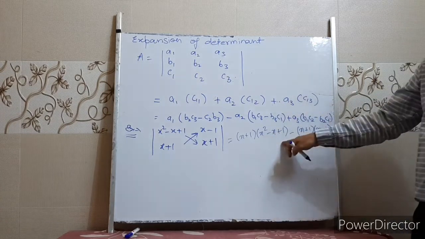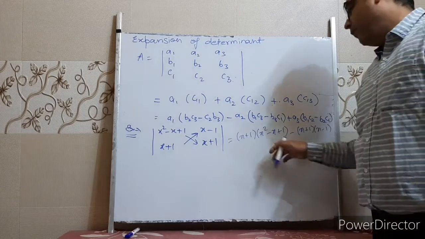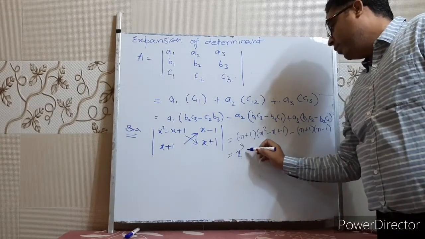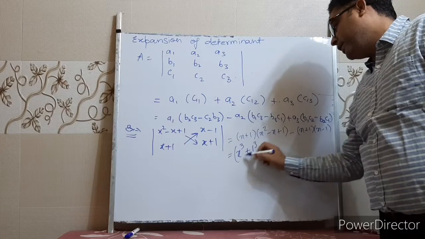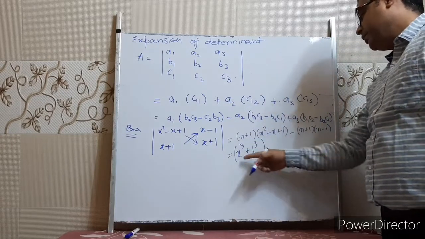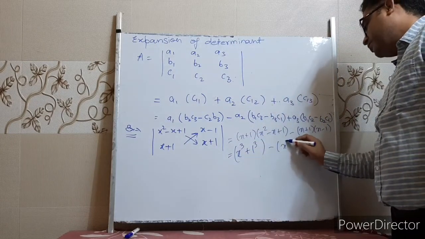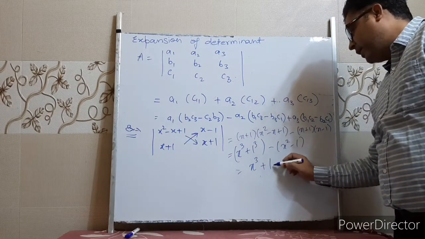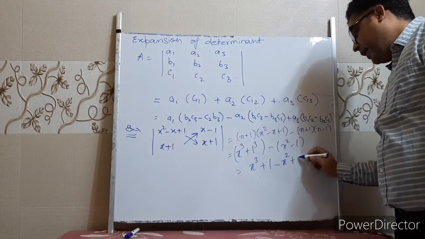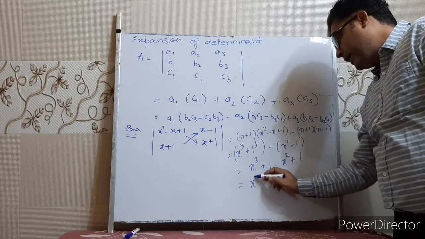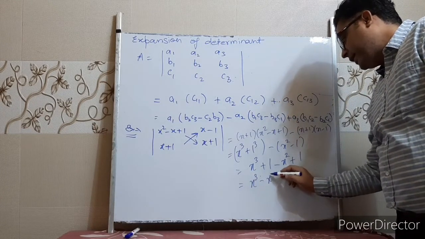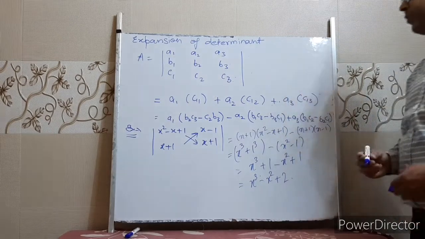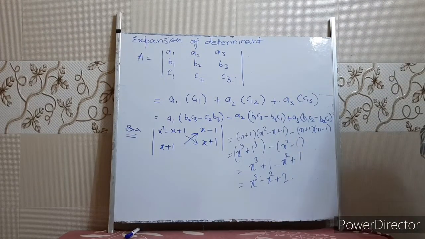We can easily see there is a formula written here. This is a formula of a cube plus b cube, that is b is here 1 and a is x, so it will be x cube plus 1 and this is x square minus 1, right children? So what we are getting here, x cube plus 1 minus x square again plus 1. So what we'll get, result we'll get x cube minus x square plus 2. Right children? So now we know how to calculate the value, how to expand the determinant. Please note down.